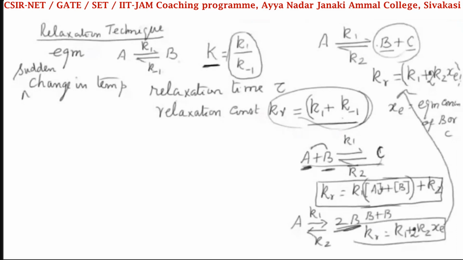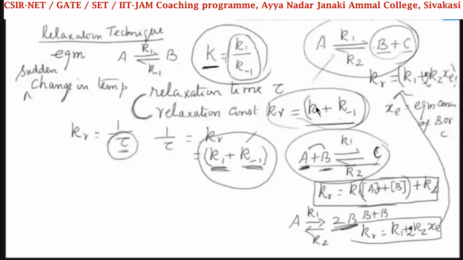After writing down the relaxation constant, there is a relationship between these two. What is the relationship between the relaxation time and relaxation constant? The relaxation time or the Kr, one is inverse to the other, or 1 by tau is equal to Kr. But Kr is nothing but, for this reaction, the rate constant of the forward reaction plus the rate constant for the backward reaction. Here, the relaxation time can be determined by a spectroscopic method or any convenient method. You can easily find out the relaxation time. Once you know the relaxation time, you can calculate the rate constant for the forward reaction and the rate constant for the backward reaction.